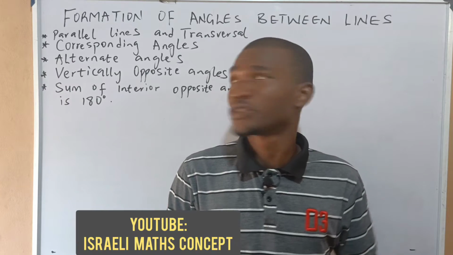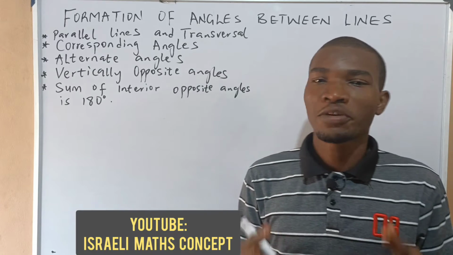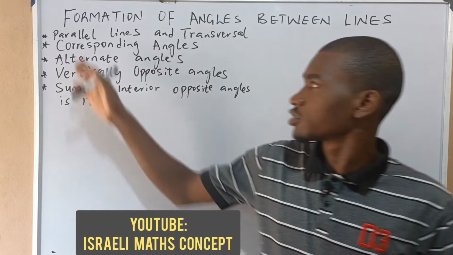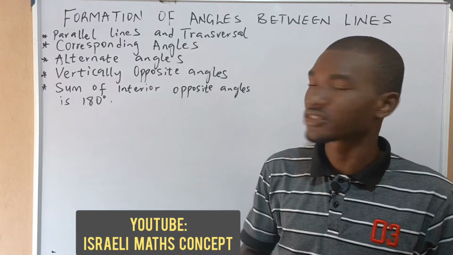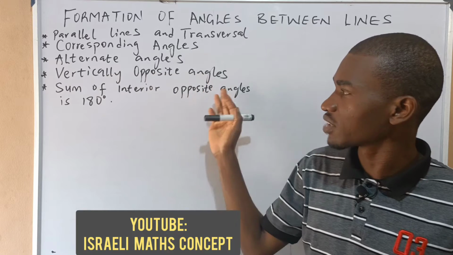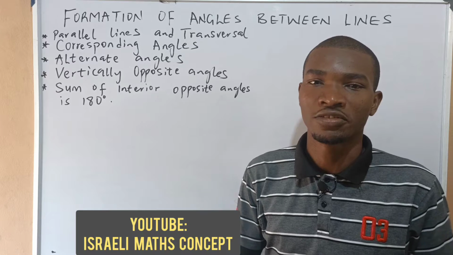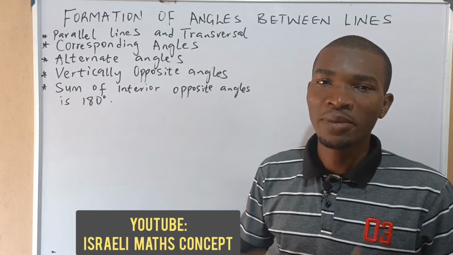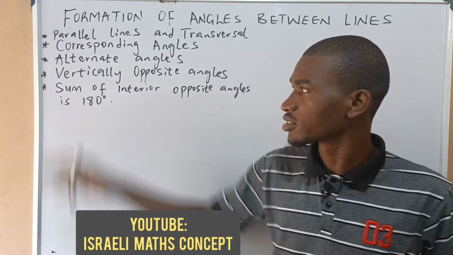In this tutorial, I'm going to take you on the topic formation of angles between lines. It is very pertinent we understand the following concepts. The first concept is parallel lines and transversal. The second one is corresponding angles. The third one is alternate angles. The other ones are vertically opposite angles, and the sum of interior opposite angles is 180 degrees. I'm going to take these various concepts one after the other, and in my subsequent video, I'm going to solve practical problems regarding all these concepts.